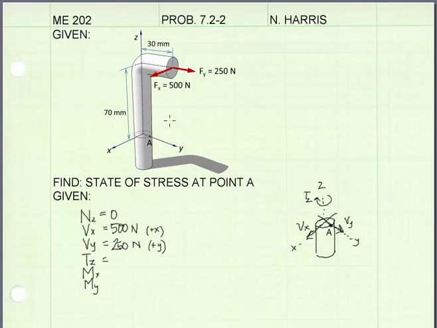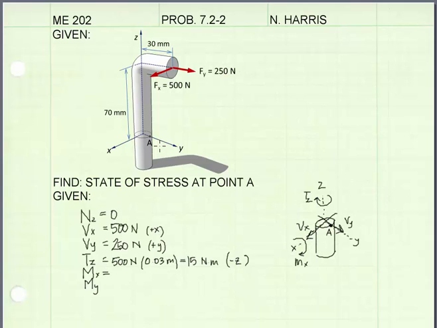Now for our moments, there is a moment about our Z-axis, that's the axis of the member, that's going through the cross-section at A, and that is the result of this 500 Newton force, our force in the X direction, acting about this moment arm, which is 30 millimeters. And that's equal to 15 Newton meters, and it's acting about the negative Z direction according to the right-hand rule.